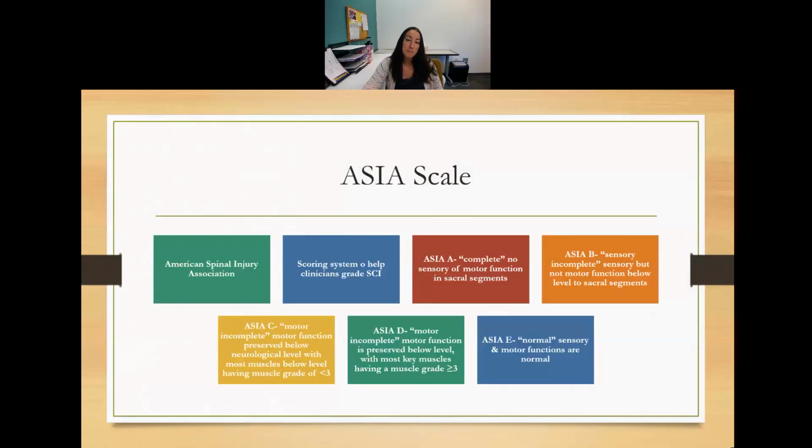ASIA scale. This is a scale used to grade spinal cord injury. ASIA stands for American Spinal Injury Association, and they have a scoring system to help clinicians grade spinal cord injuries. The ASIA A is complete spinal cord injury. There's no sensory or motor function in the sacral segment. So where the nerves are exiting from the sacrum is really what we're looking at, most importantly, the key for these ASIA gradings.